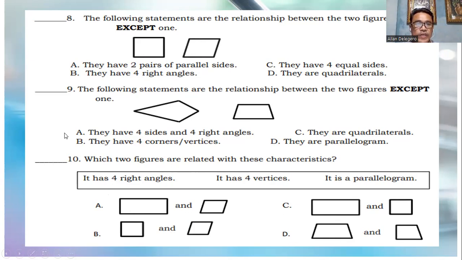Okay, let's check your answers. Answer for number 8 is letter B. They have 4 right angles. Number 9, letter A. They have 4 sides and 4 right angles. C for number 10.